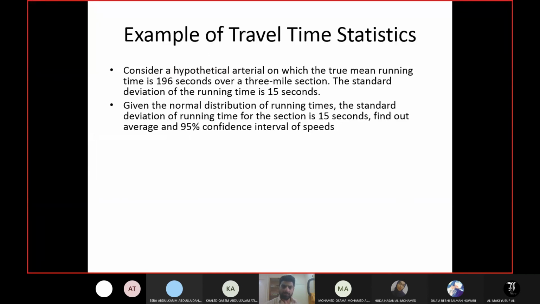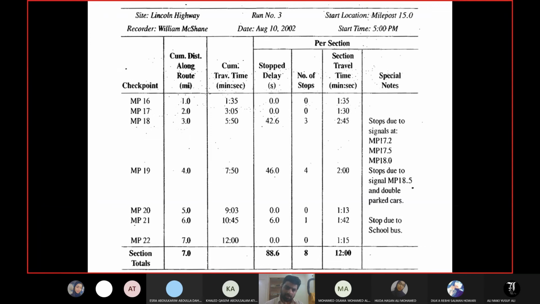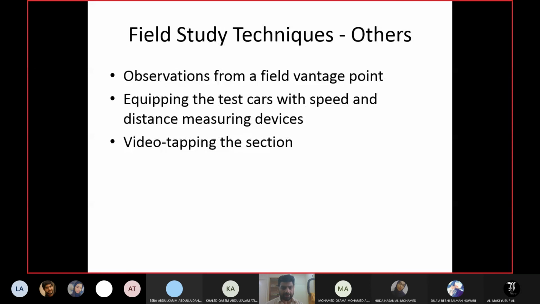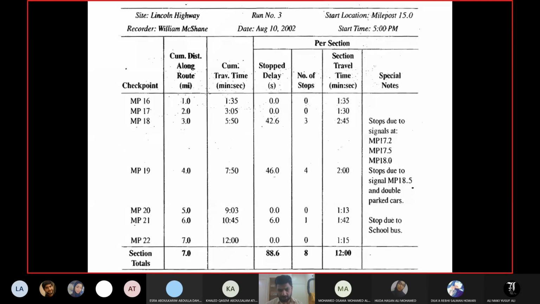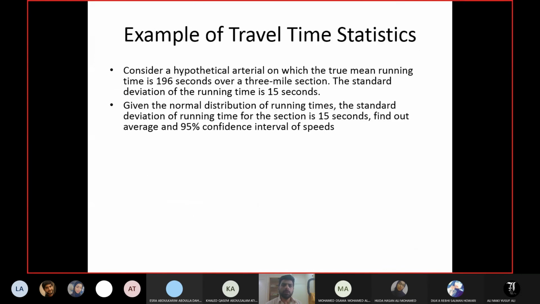Assalamu alaikum. We are going to continue with the topic of travel time studies. Yesterday we talked about the applications of travel time studies, why we do it, and we looked at some techniques. Then I showed you this sheet which is used for collecting the travel time data. Now let us do some calculations today.